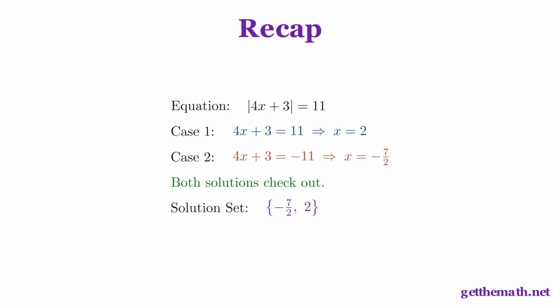Case 2, 4x plus 3 equals negative 11. Subtract 3. 4x equals negative 14. Divide by 4. X equals negative 7 halves. Both solutions checked out in the original equation. The solution set is negative 7 halves and 2.